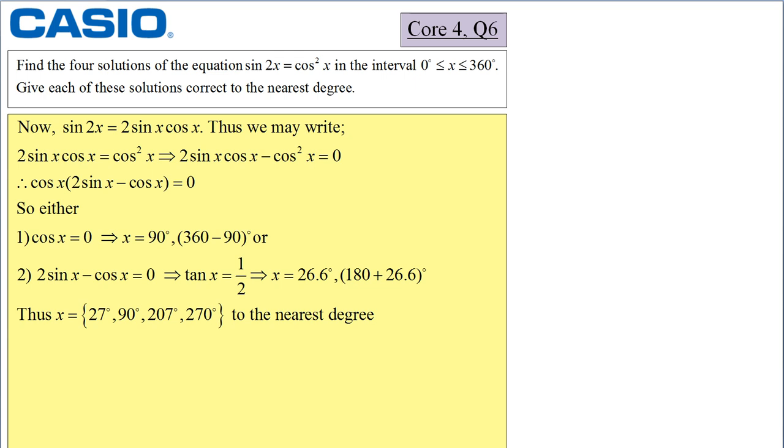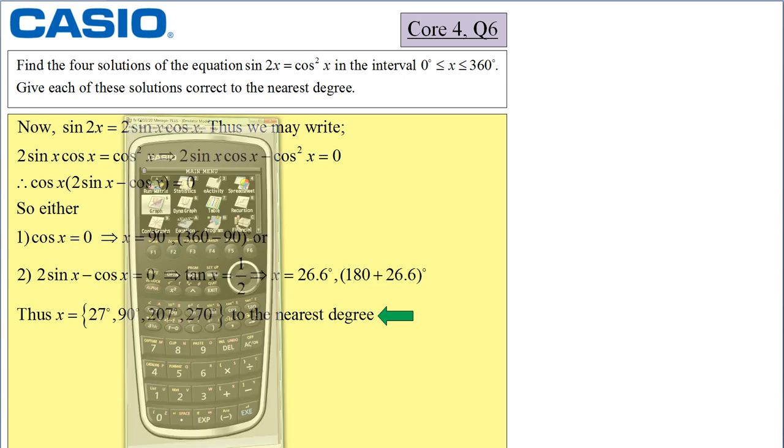In question 6, I need to find the four solutions of the equation sin 2x equals cos squared x in the interval x between 0 and 360 degrees, and then give each of these solutions correct to the nearest degree. You can see the four solutions I've obtained below. I'm now going to use the Casio graphical calculator to confirm these.